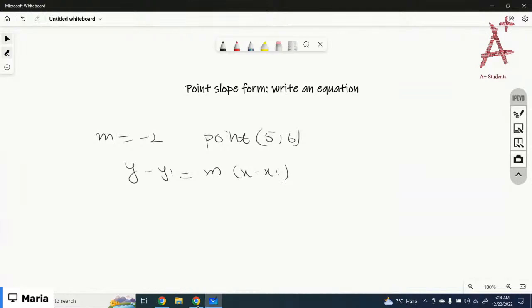Just put in all the values. Slope is negative 2. This is x1, y1. It would be y minus 6 equals negative 2 times (x minus 5). That is the equation in point slope form. Got it, everyone?